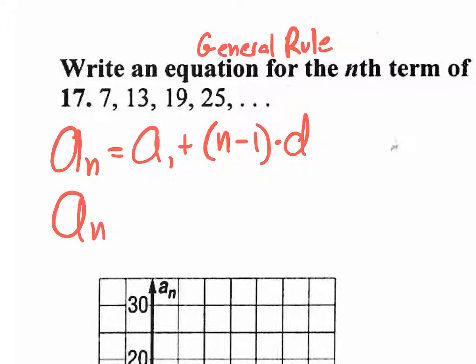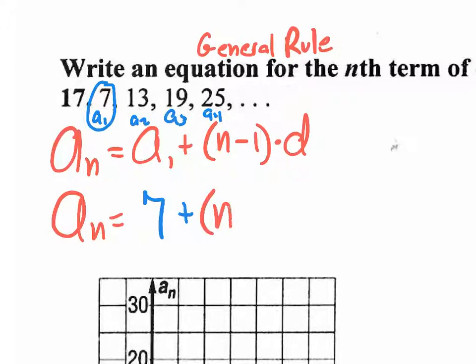A sub n equals, what's a sub 1? 7. Yep, that's right. A sub 1 is your first number, which is 7. A sub 2 would be your second. A sub 3 is your third. A sub 4 would be 25. So a sub 1 is 7 plus parenthesis n minus 1. That's going to be n minus 1. And then the times d, that's your common difference.